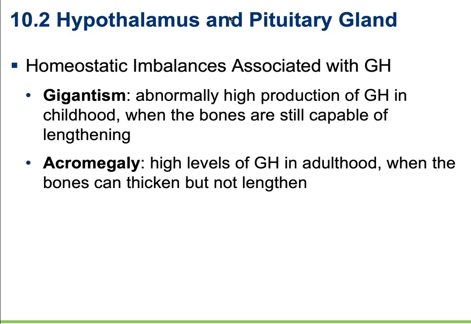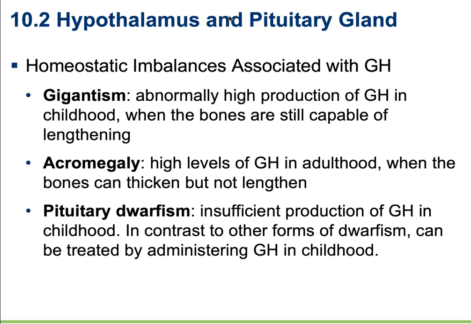Acromegaly is when there are extremely high levels of growth hormone in adulthood. At this point, bones will thicken, but they're not going to lengthen. And so we're going to see very different features with acromegaly. There's also pituitary dwarfism. This is where there's an insufficient production of growth hormone in childhood. And by contrast to other forms of dwarfism, it can be treated by administering growth hormone in childhood.